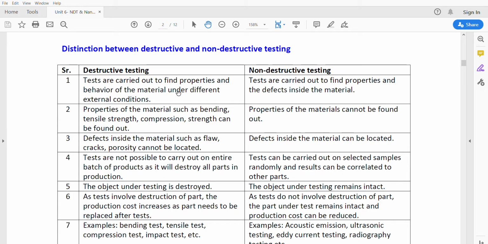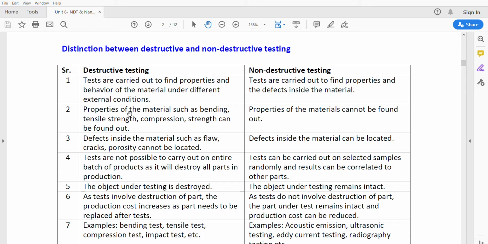In destructive testing, tests are carried out to find out the properties and behavior of the materials under different external conditions. And in non-destructive testing, the tester examines the defects inside the material. Mainly, the purpose of non-destructive testing is that without breaking the materials, we carry out a study of, maybe, structural properties, flaw detection, or hole detection in the parent material.